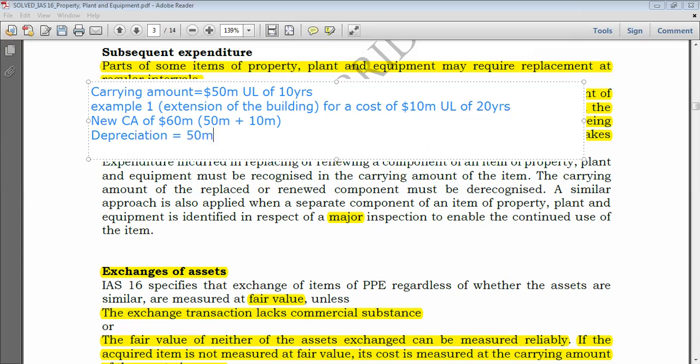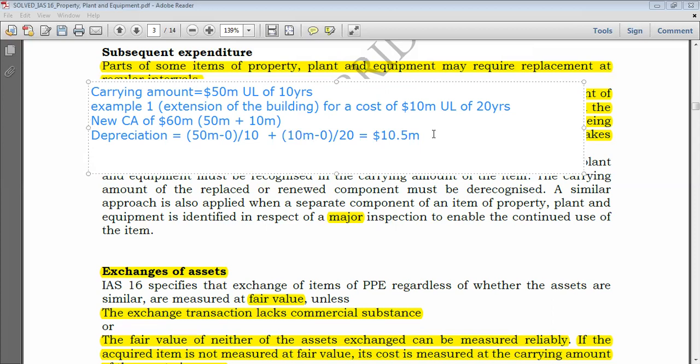You take 50 million, less the residual value. Since it's not given, you can just put 0, and then we divide by the 10 years remaining life. Then we go to the second part, which is the 10 million, the new capitalized expenditure: we take 10 million, less 0, and divide by 20. This is how you arrive at the depreciation. So 50 million over 10 is 5 million, 10 million over 20 is 0.5 million. So 5 million plus 0.5 million arrives at $5.5 million. This would be the depreciation for the year. Actually, it's better to have a grasp like this.